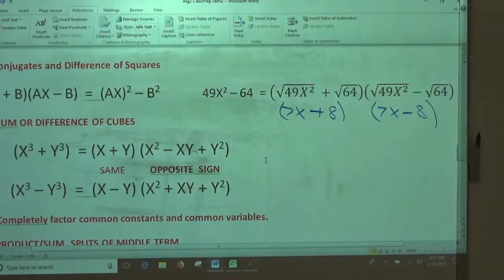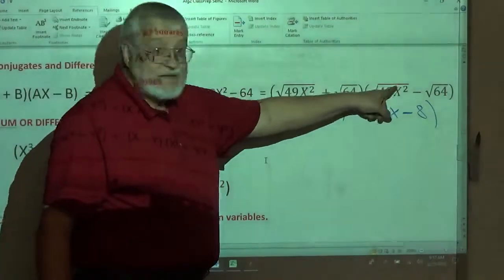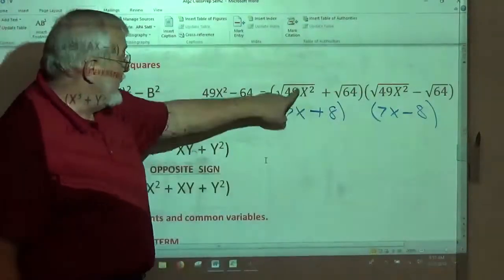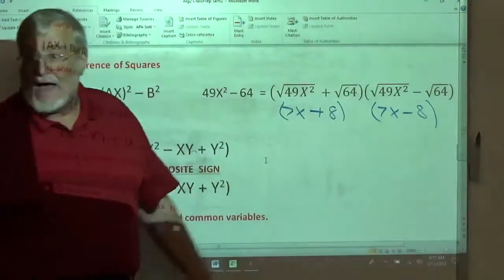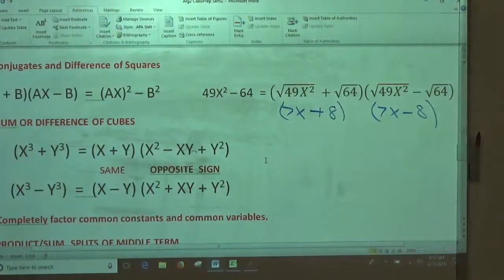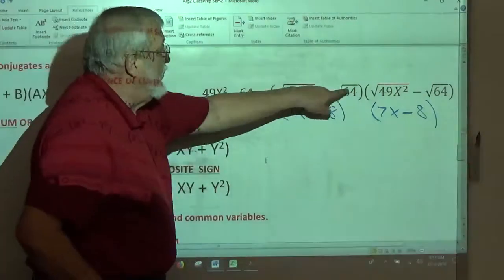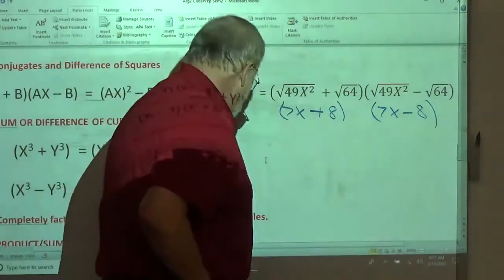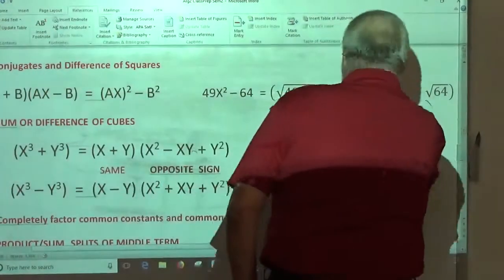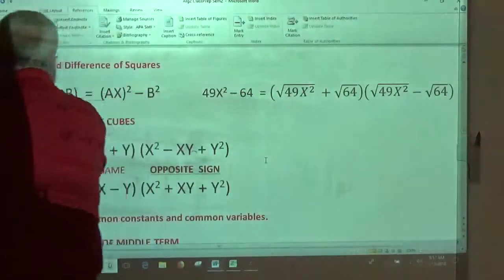Okay? Now, had you been given these, it would have been simpler. You would take the square root of that and the square root of that, right? And put a minus sign in between it to change it. Oh, I'm sorry. Square both of these to be able to get back. Okay? Now, all right, so that's the difference of squares.